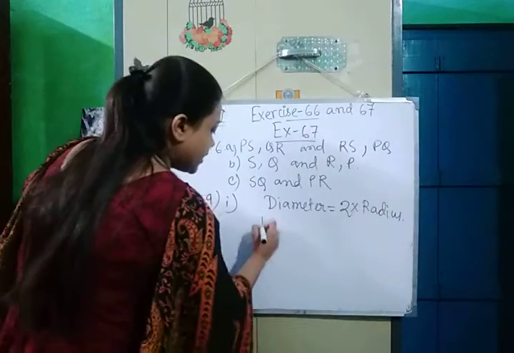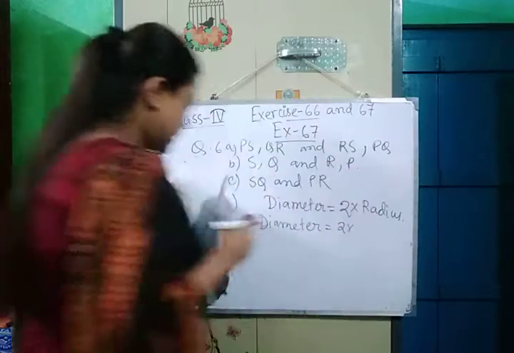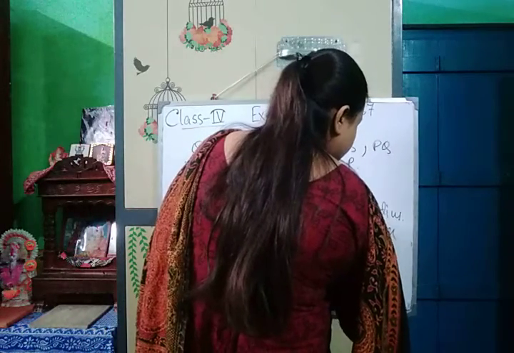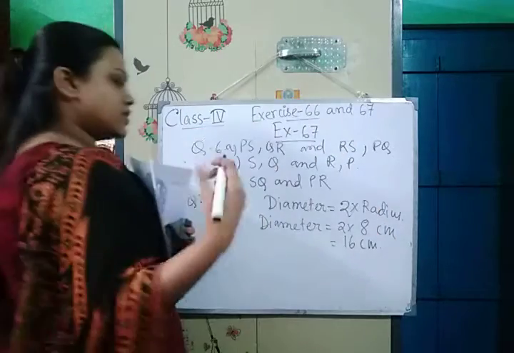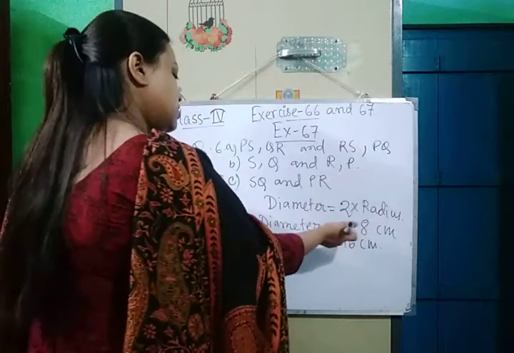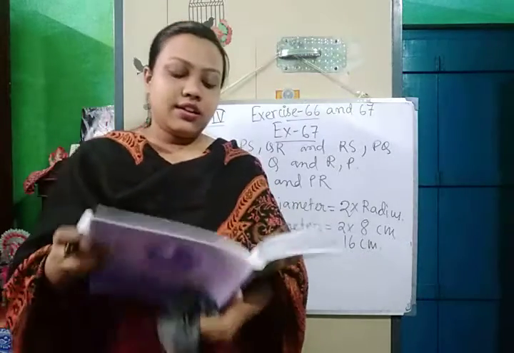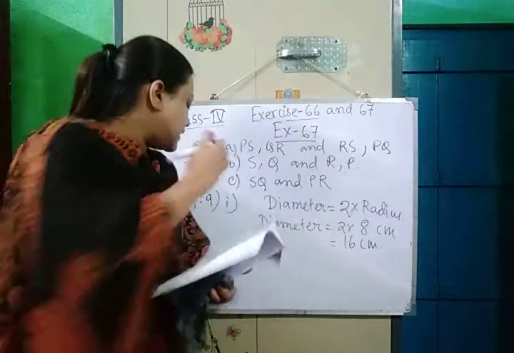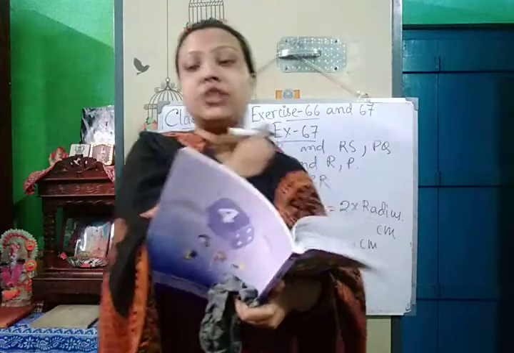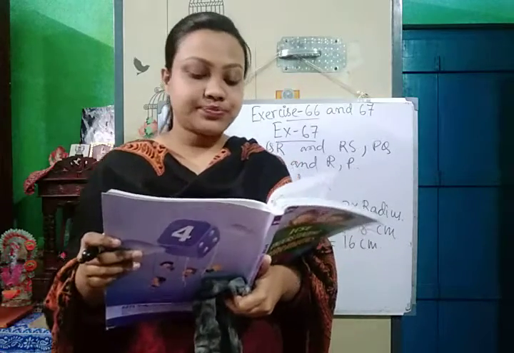So here we are finding out the diameter. Radius is given. In the first question, radius is given 8 centimeter. So 2 into 8 centimeter, it will be 16 centimeter. So first you will write the formula that diameter equals to 2 into radius. So diameter equals to 2 into 8, that is 16 centimeter. Okay. In question number B, 10 is the radius, so 10 into 2, 20 will be the diameter. This way you can find out all the diameters.